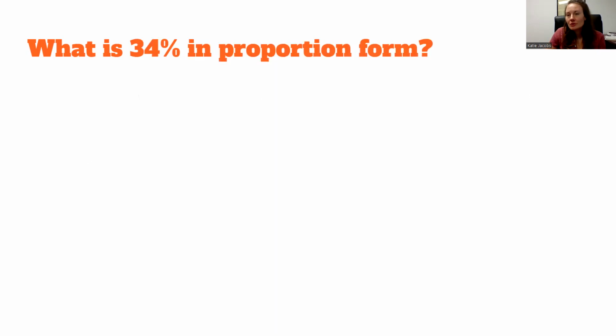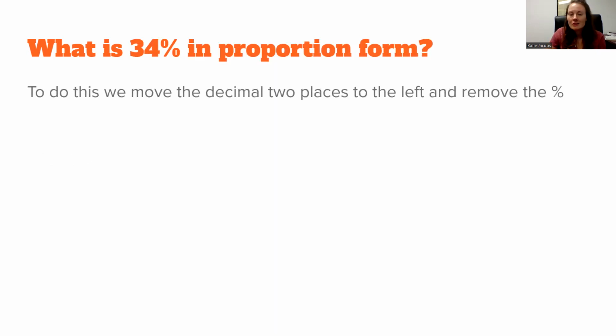What is 34% in proportion form? All right, so again, to do this, we're going to move the decimal 2 places to the left, and then we're going to remove that percentage sign. Okay, so the answer here is going to be 0.34.